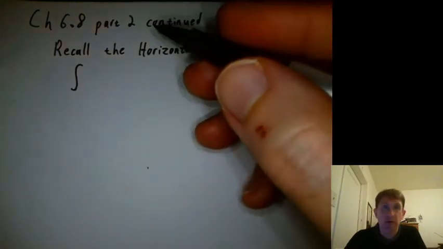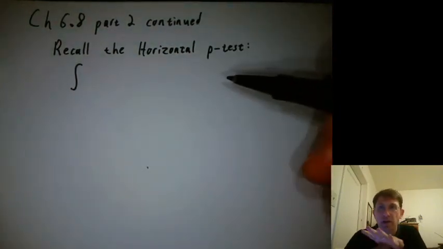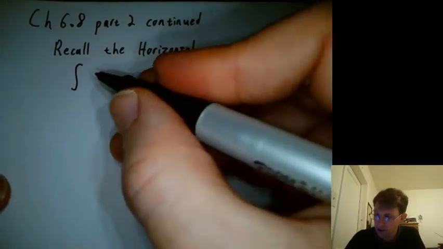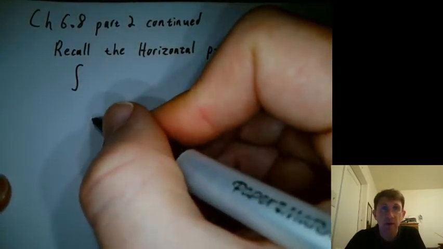Let's keep going with chapter 6.8 part 2. Let's think about the horizontal p-test. Try to remember it from scratch, just off the top of your head. It's a good mental exercise because we're going to need it for something we write next. So ready? Pause the video, come back.